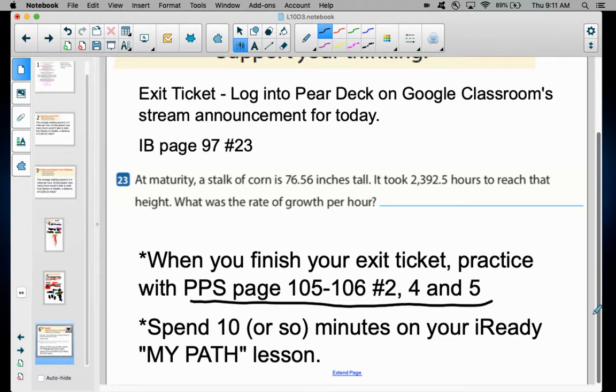So again, hybrid in person, you're done with our video. You can go ahead and work with the substitute teacher. And if you are at home, try the exit ticket and then resume playing. And I'll give you the walkthrough of this corn problem.